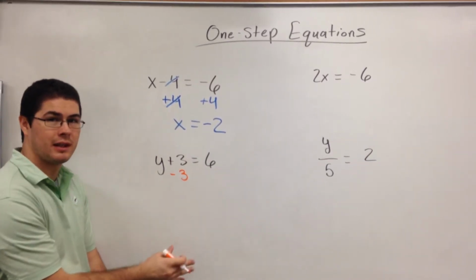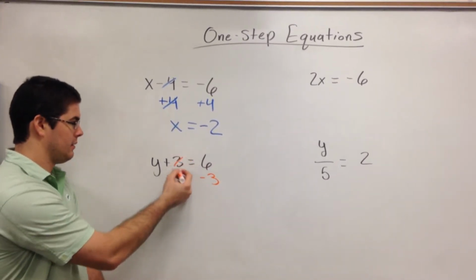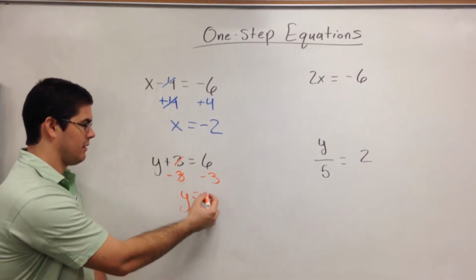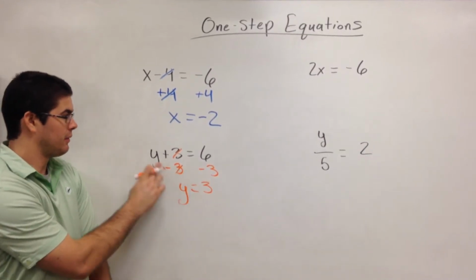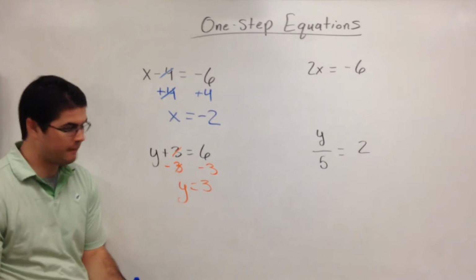Okay, and again, if I do it to the left side, I need to make sure I do it to the right side. All right, these go away, and I'm just left with y equals 6 minus 3, which is 3. Okay, and again, you can always check your answer. If I plug 3 back in for y, 3 plus 3 does give me 6. So I know I did it right.